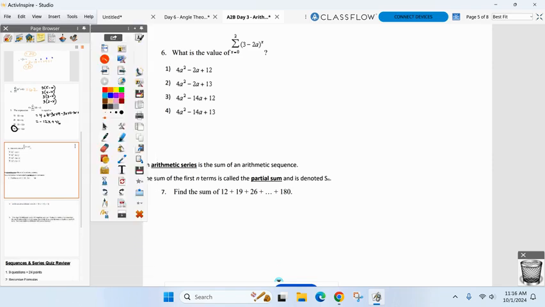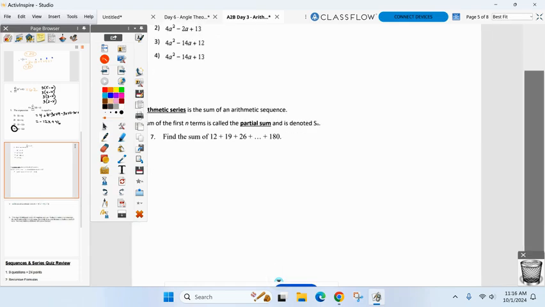All right, I'm going to skip over 6, because I want to get into what we're actually using this symbol for. All right, you ready? Go to number 7. Find the sum of that sequence right there.